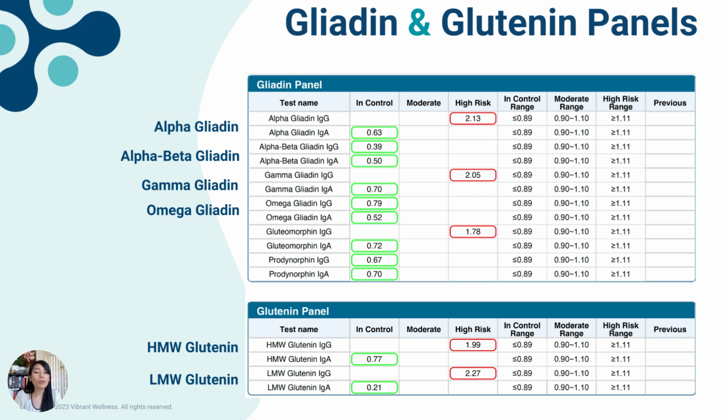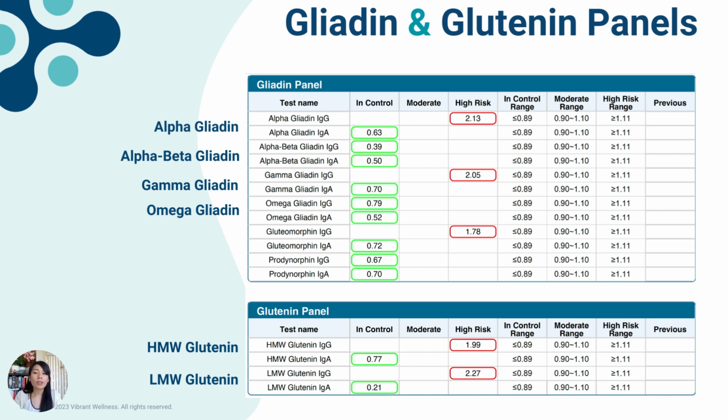And it also tests for 2 forms of glutenin, which is high molecular weight and low molecular weight glutenin. Glutenin is the other part of gluten, and it's less commonly reactive than gliadin is, but some people can react to glutenin without any reactivity to gliadin. This panel looks at the full spectrum of reactivity of glutenin from high to low molecular weight.